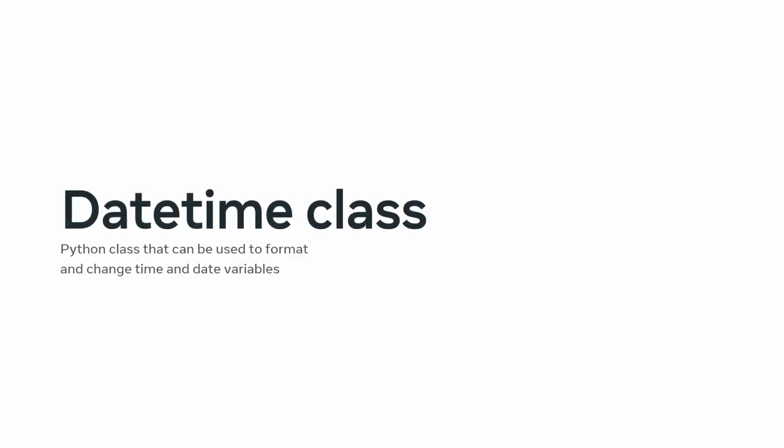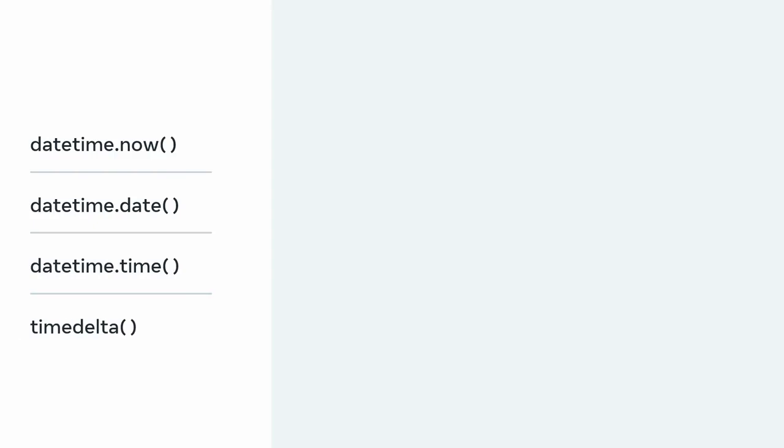Let's begin with an overview of datetime. Datetime is a Python class with several built-in functions that can be used to format and change time and date variables. It's native to Python, so you can import it without requiring pip. Let's review the functions that Python's datetime library offers. The datetime.now function is used to retrieve today's date. You can also use datetime.date to retrieve just the date, or datetime.time to call the current time. And the timedelta function calculates the difference between two values.